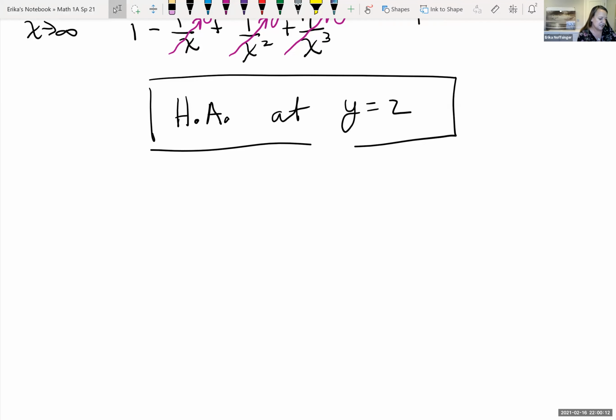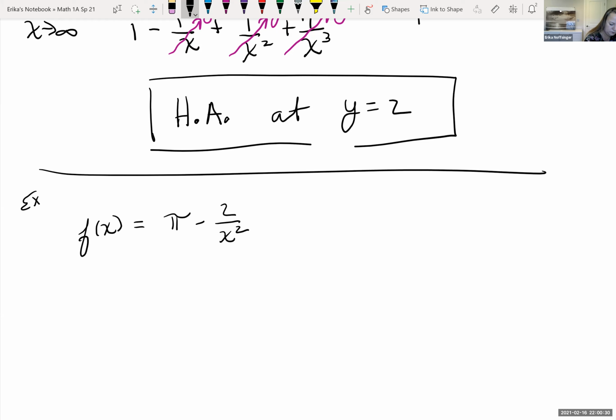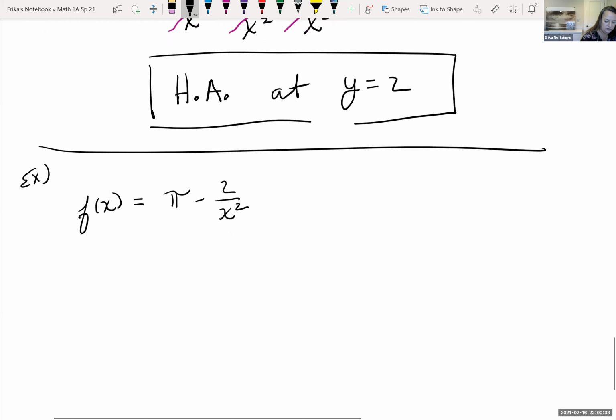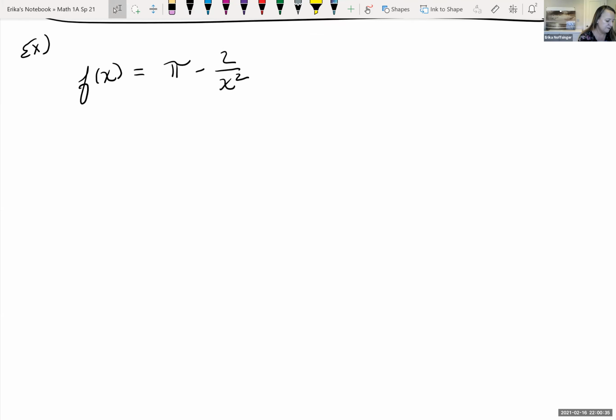So for instance, it says find the limit of each as x goes to infinity and x goes to negative infinity. So let's say we had f of x equal to pi minus 2 over x squared. So again, it's going to find the limit as x goes to positive infinity of f of x.